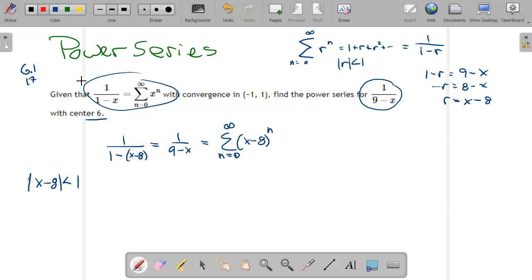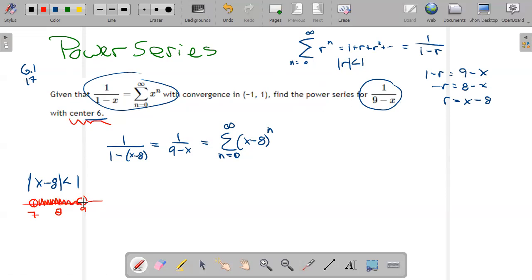Next, we got to think about, all right, how do I deal with the center at 6? So let's figure that out. What does this mean? This says the distance between x and 8 has to be less than 1. So that gives us an interval with 8 in the middle. And we can go 1 to the right up to 9, or we could go 1 to the left, and that would be a 7. So that's what this sets up there. I don't know what's going on at the endpoints yet. We'll check those in a minute.